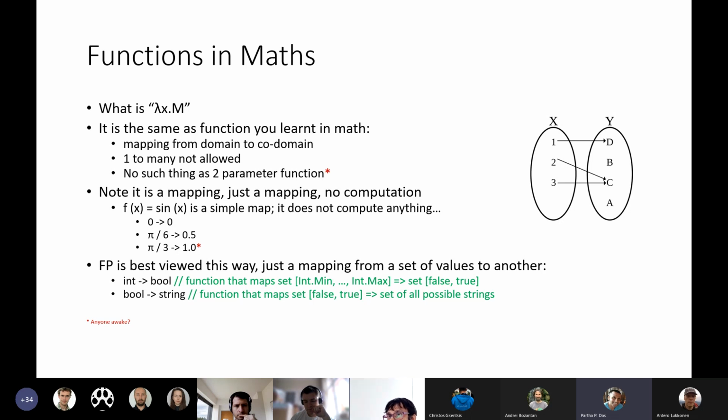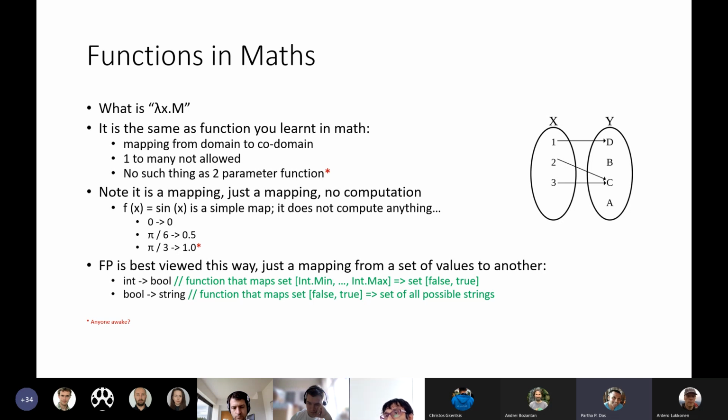Again, FP is best viewed this way. When you're thinking about functions in FP, just assume them to be mapping. Don't worry about what they're computing, or if they're computing. Don't think of it as computation, just as mapping from one domain to another domain. That is the easiest way to think about it. Otherwise you'll get into trouble in terms of reasoning.